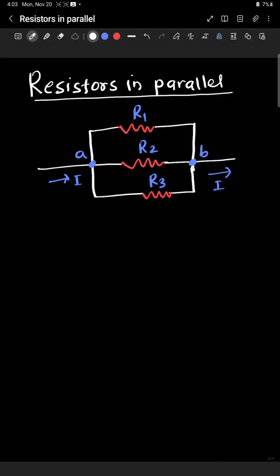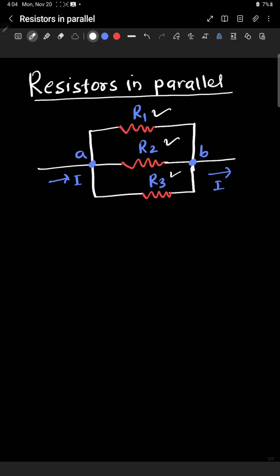Hello. So I'm talking about resistors in parallel. What will happen to equivalent resistance when resistors are connected in parallel? In this figure, you can see three resistors connected in parallel: R1, R2, and R3, right?